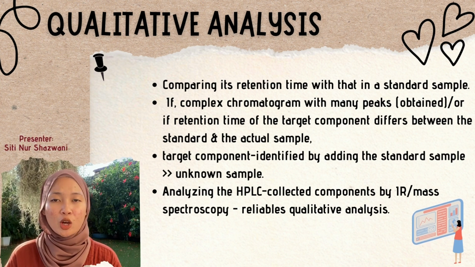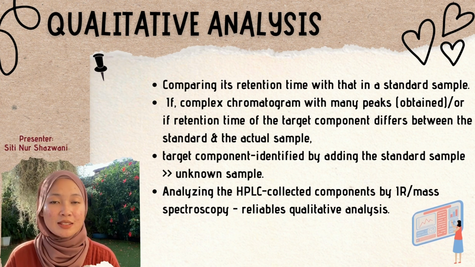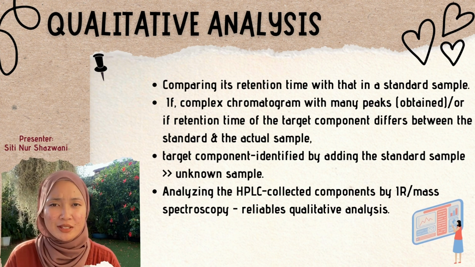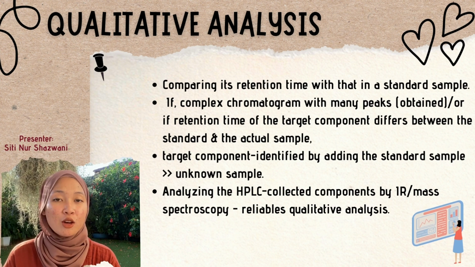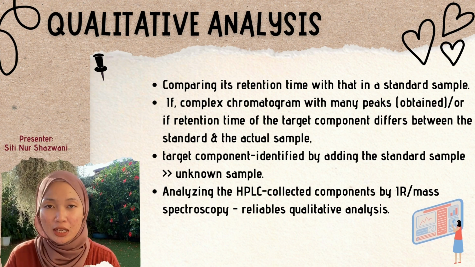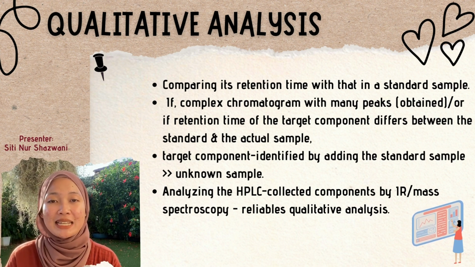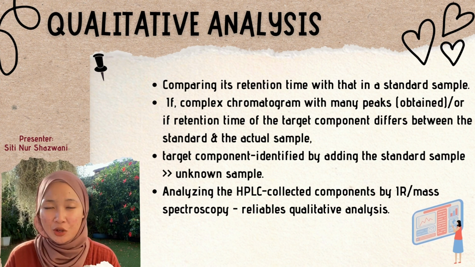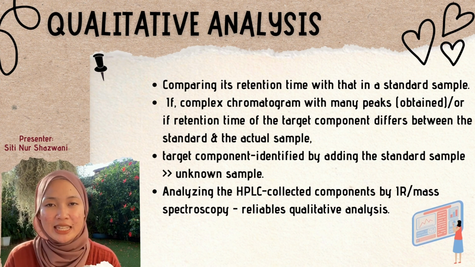First and foremost, qualitative analysis aims to answer the question, what is in a sample? There are two discrete situations that reside over qualitative analysis. First, the sample components are known. Peaks within the chromatogram need to be assigned to the known components. Second, the sample is completely unknown and we are trying to identify it.